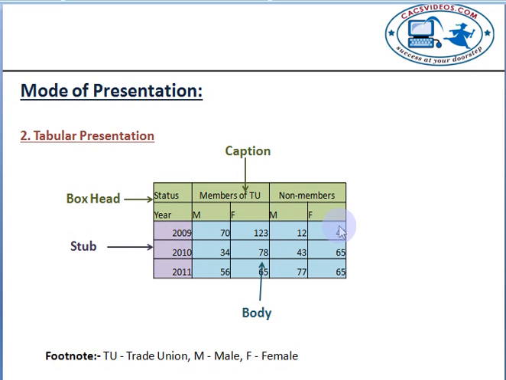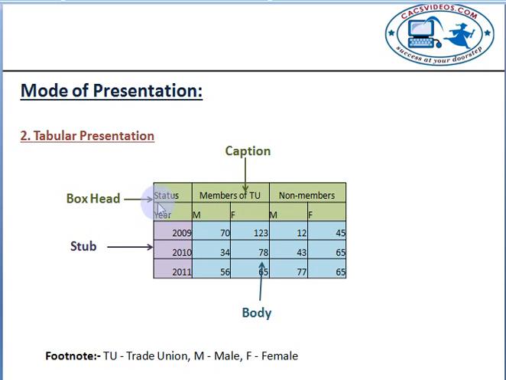These are called rows. The data which is represented in horizontal order is called rows, and these are called columns. So in tabular presentation, data is presented in the form of a table. In tabular presentation we also use some keywords, so let me explain these keywords.